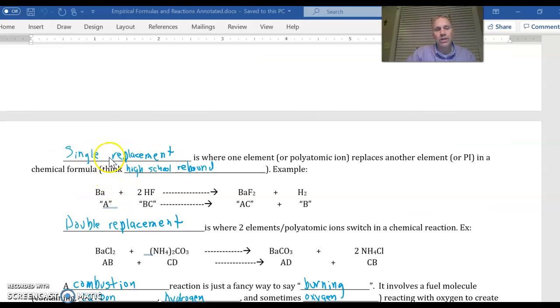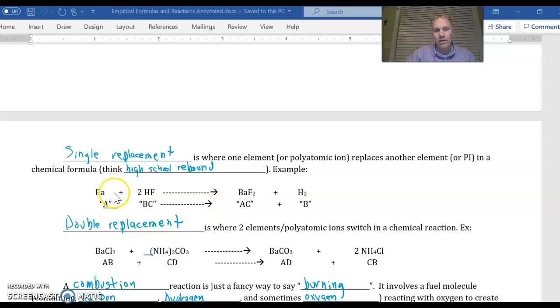All right. The next one is what's called a single replacement. All right, and this is where one element or polyatomic ion replaces another. All right, I didn't come up with this term, but some of my students a couple years ago referred to this as a high school rebound, and this is just the terminology that I've used since. Imagine you've got a couple and you've got someone who's single, and all of a sudden later there's a different couple and there's somebody left out.